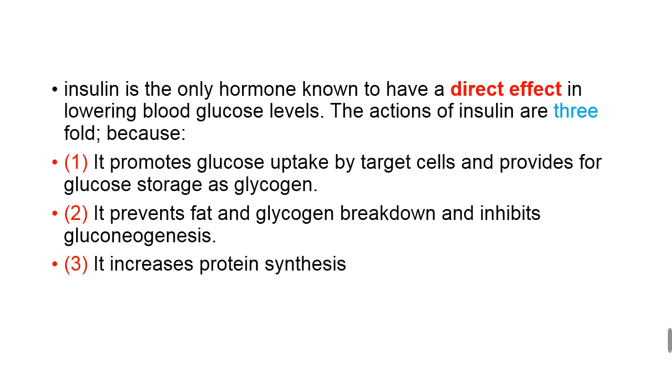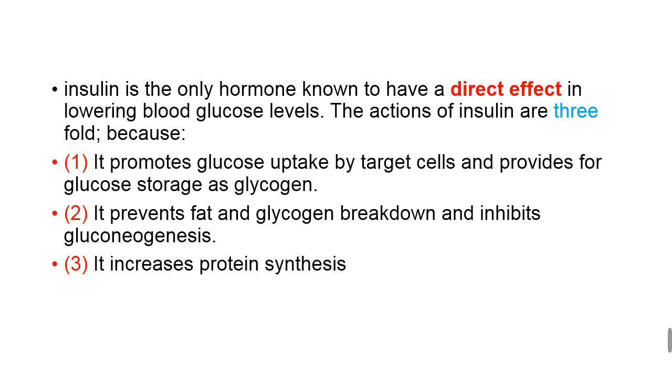Returning to insulin, insulin is the only hormone known to have a direct effect on lowering blood glucose level. The action of insulin, which achieves decreasing blood glucose level, is because, first, it promotes glucose uptake by the target cells and provides for glucose storage as glycogen. So it acts in two directions. First, it promotes uptake of the glucose by the target cells, and the second is by promoting glucose storage as glycogen. Second, it prevents fat and glycogen breakdown and inhibits gluconeogenesis.